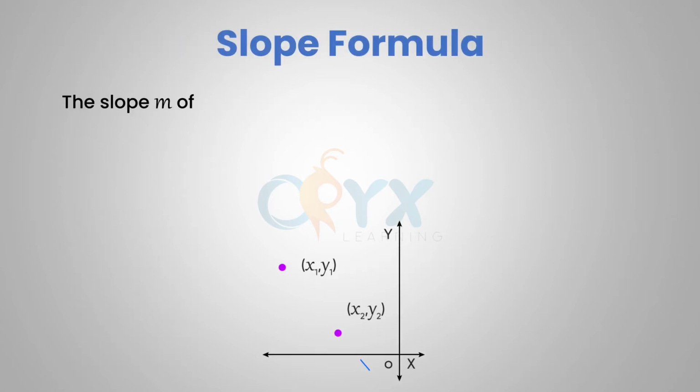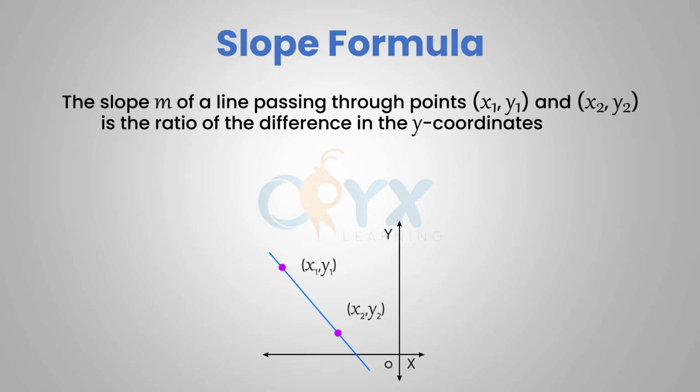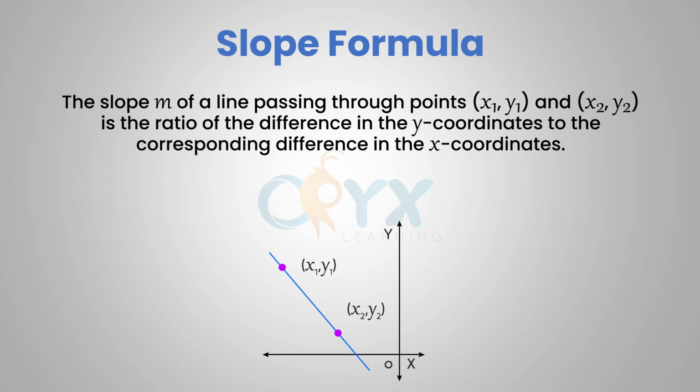The slope m of a line passing through the points (x1, y1) and (x2, y2) is the ratio of the difference in the y-coordinates to the corresponding difference in the x-coordinates. This gives us a formula of m equals the change in the y's, y2 minus y1, over the change in the x's, x2 minus x1, where x2 cannot equal x1.